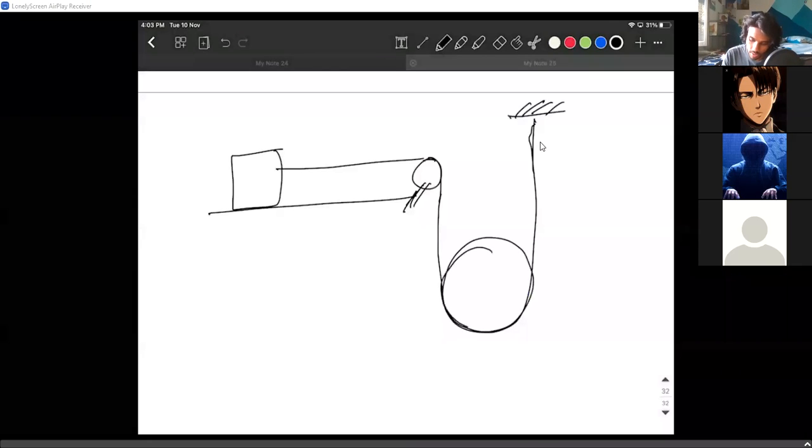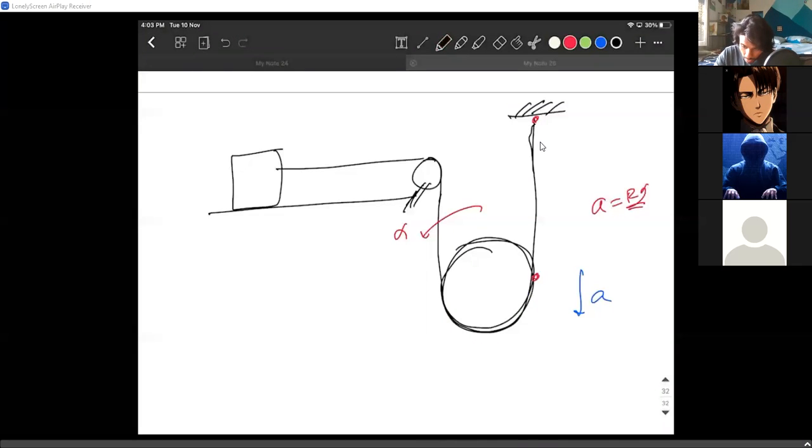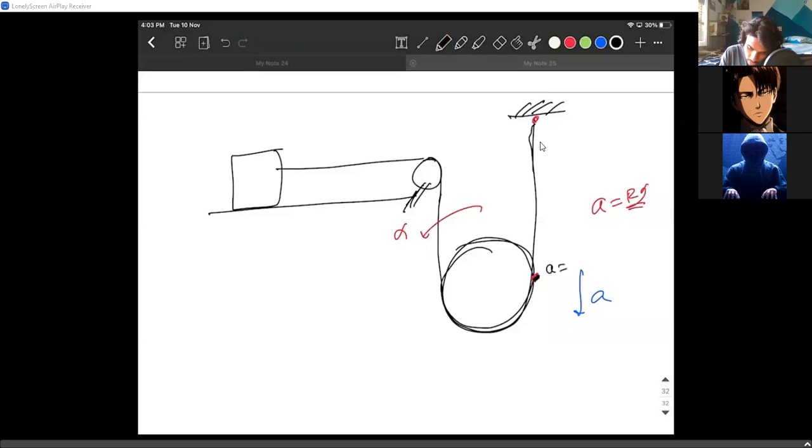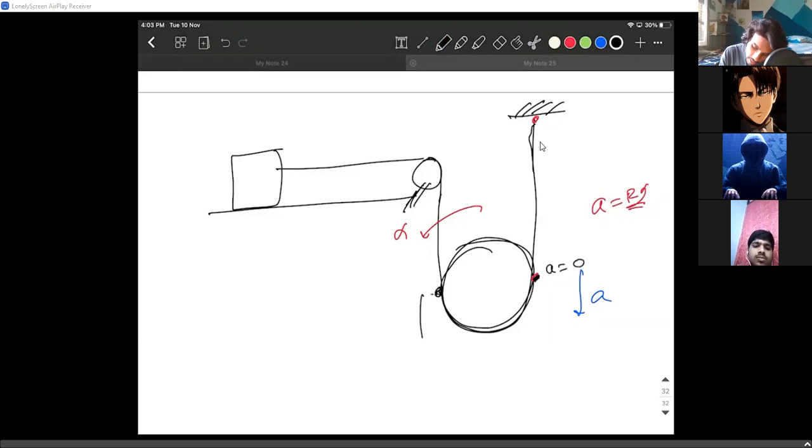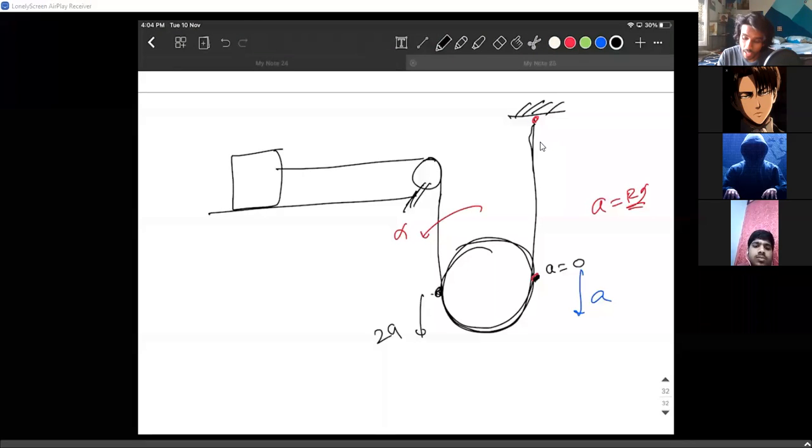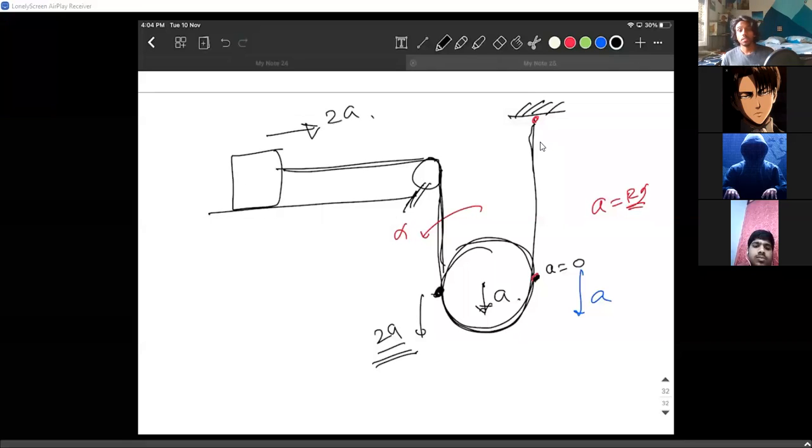So when this disk, let's just imagine that it is a disk, is coming down with A and it has an angular acceleration alpha, we also have A equals R alpha because of this point and this point. We've already established that. What I can say is the acceleration of this particle is 0. The acceleration of this particle downwards is 2A. The acceleration of center of mass is just A. Now, since this point has 2A, this whole string must have the same acceleration, which is also 2A. So this is how I bring the constraint relation in this kind of a situation.